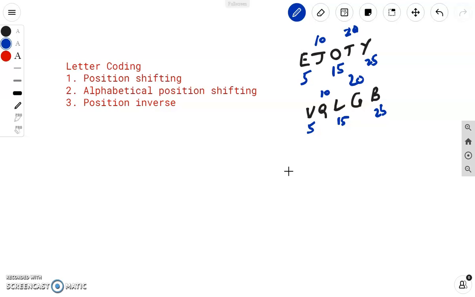So why do we learn this? For certain cases, I will give you 3 examples for 3 particular letter codings, and then you can see that EJOT is very important in coding decoding, and also in alphabetical series.